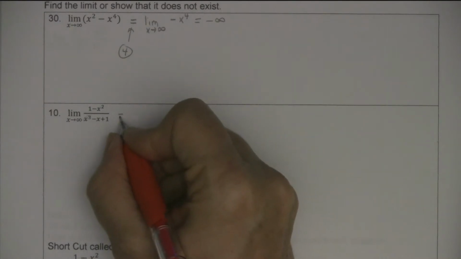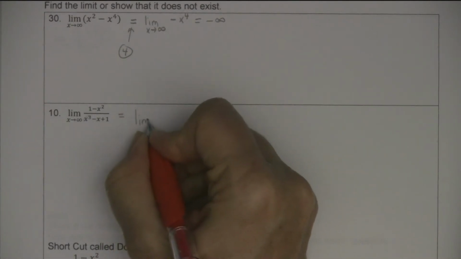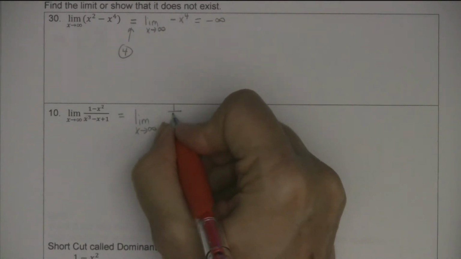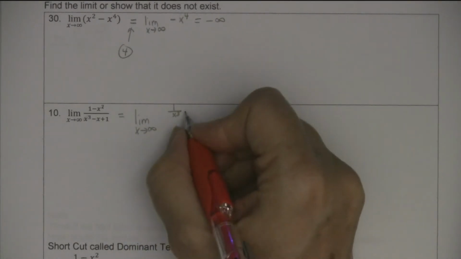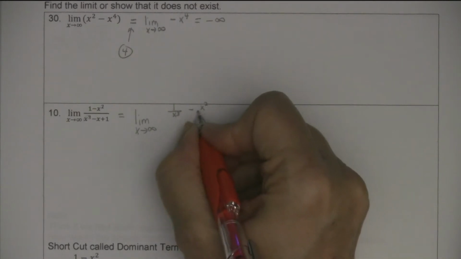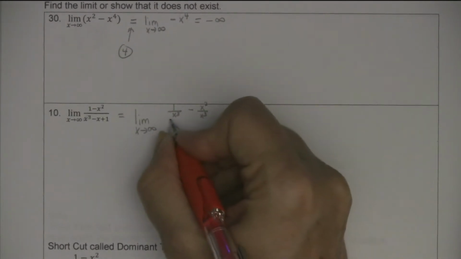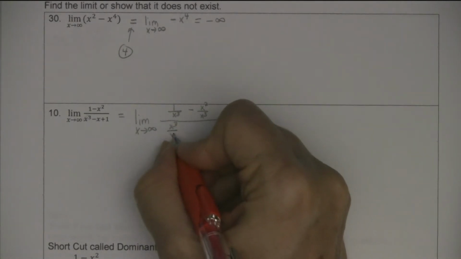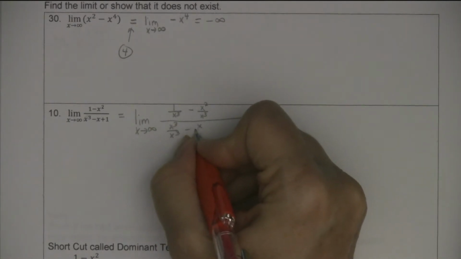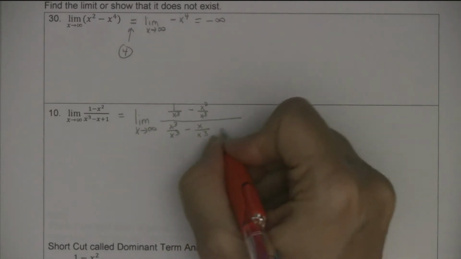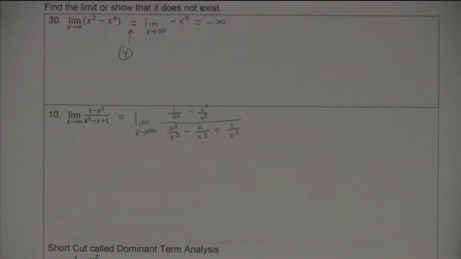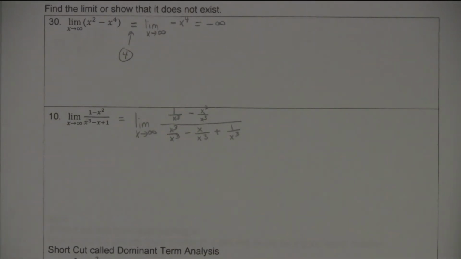So they say that you can divide every piece. So this is the limit as x goes to infinity. And I'm going to divide 1 by x to the 3rd, x to the 2nd by x to the 3rd, x to the 3rd by x to the 3rd, x by x to the 3rd, and I'm going to divide by x to the 3rd. And then now I can use that property that they had given me.